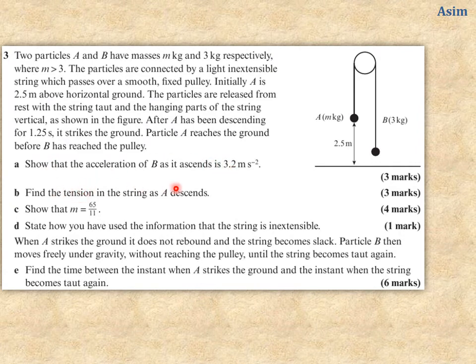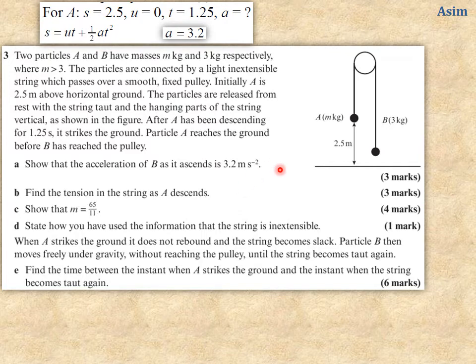Then we have to find the tension in the string, and then we have to show that the mass m is 65 by 11, and then the assumption which we know, and the last part of the question we'll discuss later. Let us talk about the first three parts now.